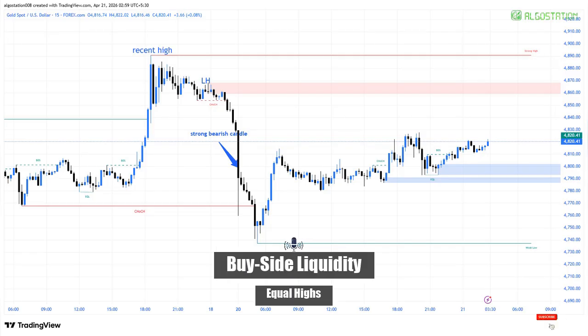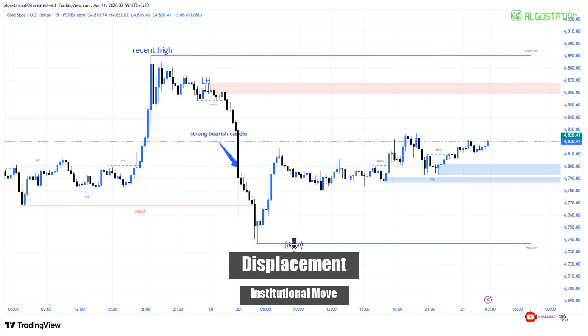Notice these equal highs. This is buy-side liquidity. Retail traders place stops here and institutions target them. After grabbing liquidity, price aggressively moves down. This is displacement, not normal movement. Here price reacts strongly. This is a demand zone where buyers step in. But notice something important, the bounce is weak compared to the drop. That tells us momentum is still bearish.